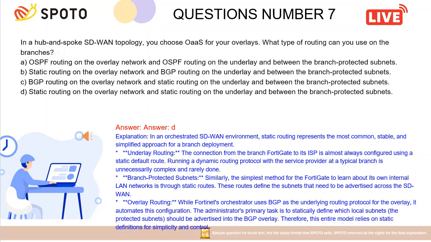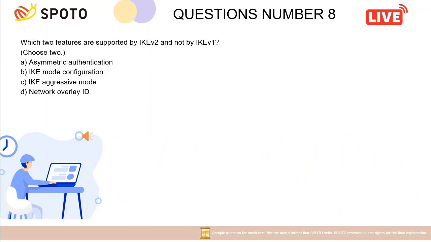Question 8. Which two features are supported by IKEv2 and not by IKEv1? Choose 2. A. Asymmetric authentication. B. IKE mode configuration. C. IKE aggressive mode. D. Network overlay ID. You have 15 seconds to answer.